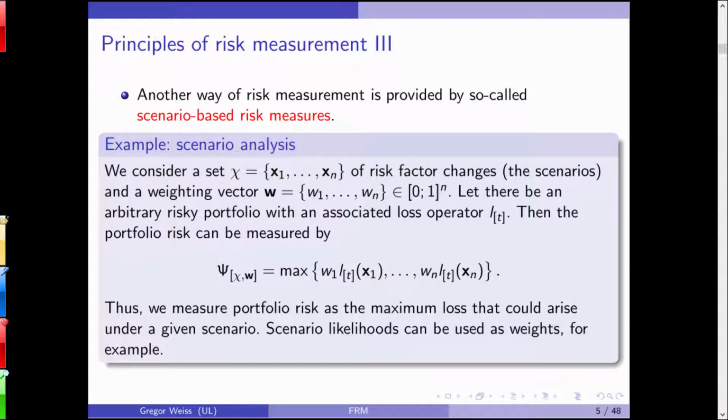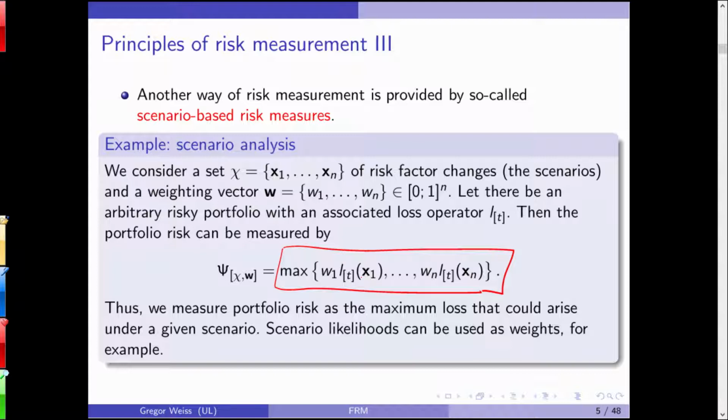For this, we simply consider a set psi of risk factor changes. Those are just scenarios, and a weighting vector W with some weights between 0 and 1, and then let there be an arbitrary risky portfolio with an associated risky loss operator L. Then the portfolio risk can be measured by the maximum of W1 times L of X1, and so on, up until Wn times the loss for the nth scenario.